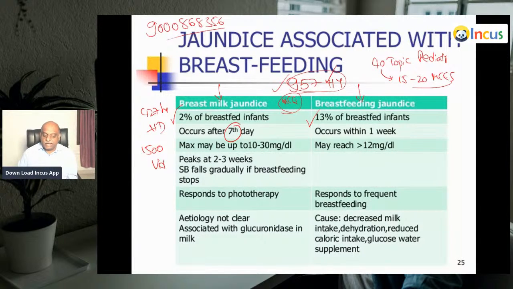Breast milk jaundice occurs after the 7th day, but breastfeeding jaundice occurs within 1 week. Breast milk jaundice can reach a maximum of 10 to 30, but breastfeeding jaundice may reach more than 12 milligram per deciliter. Breast milk jaundice peaks at 2 to 3 weeks. If breastfeeding is stopped, then the serum bilirubin values will fall down. Breast milk jaundice responds to phototherapy, whereas breastfeeding jaundice responds to more frequent breastfeeding.